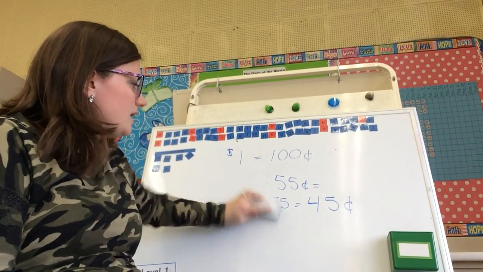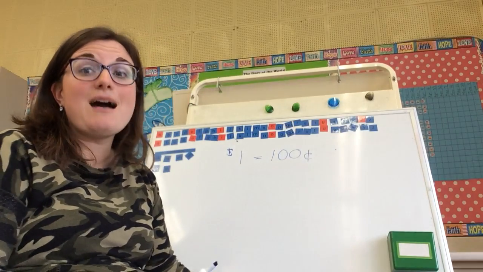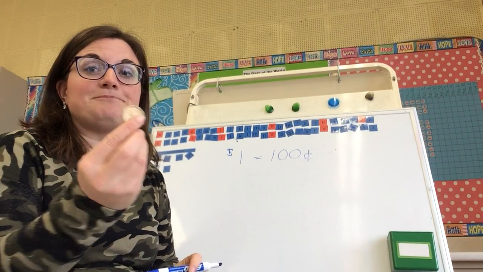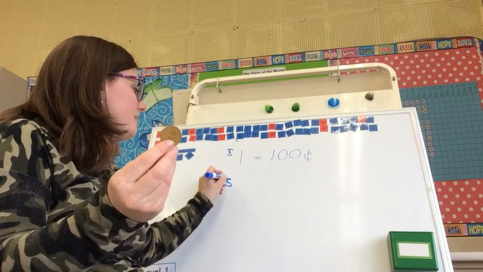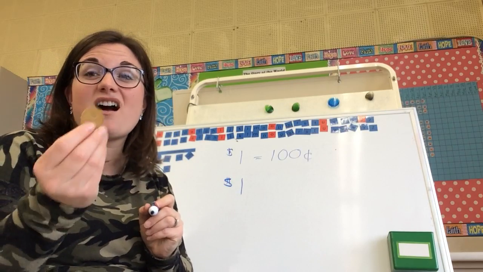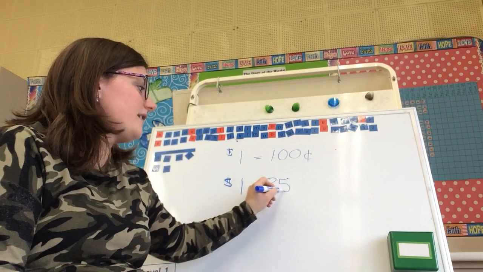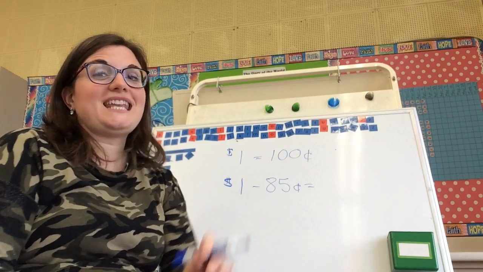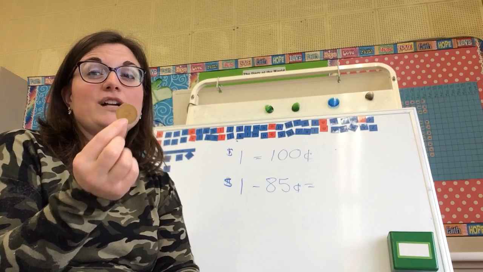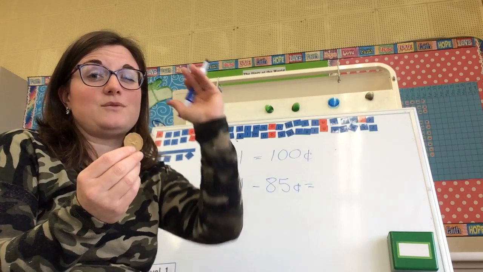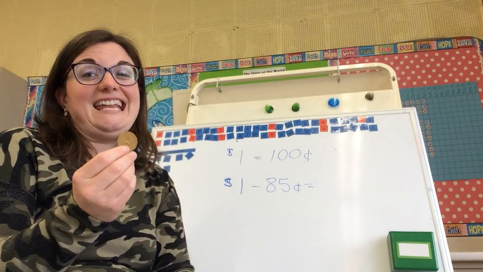This time when I go, I want to get a pack of gum. And I still have my loonie, okay? And my pack of gum is going to cost 85 cents. So I'm going to subtract my 85 cents. Can anyone tell me how much money I will get back? What's the difference between my $1 and the 85?